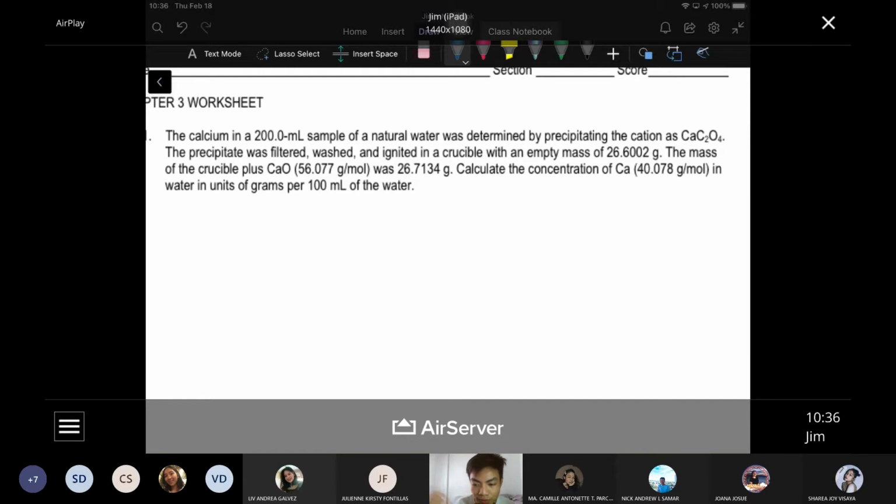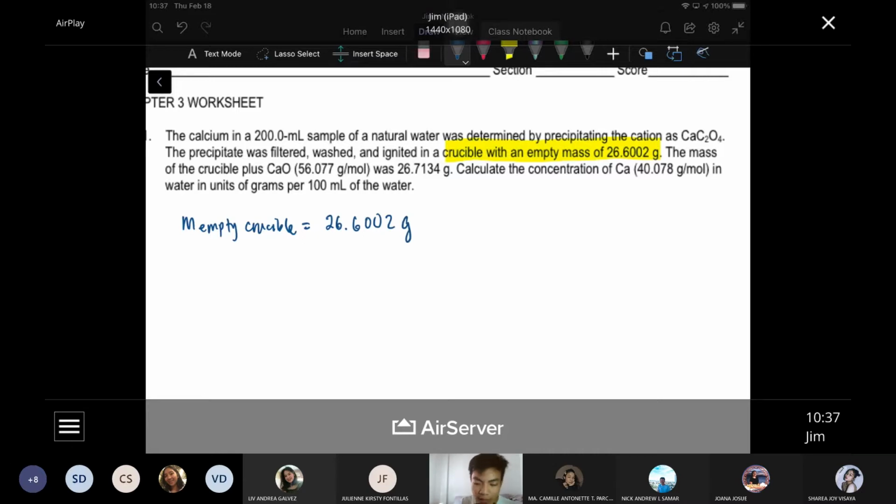Okay. So, the first given is the mass of the crucible with an empty mass na of 26.6002. Kasi siyempre, titimbangin mo yung crucible, di ba? Okay. So, kailangan alam mo muna yung empty weight niya. Ibig sabihin yung crucible lang, walang lamang precipitate na. So, ang mass ng empty crucible, that is equal daw to 26.6002 grams. Okay? So, yan daw yung timbang ng empty crucible.